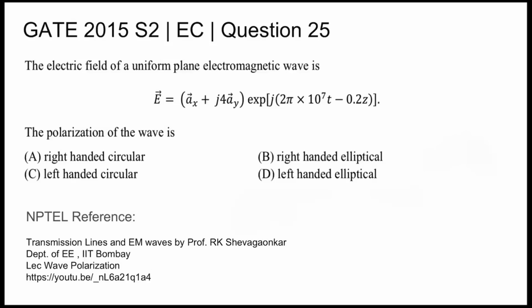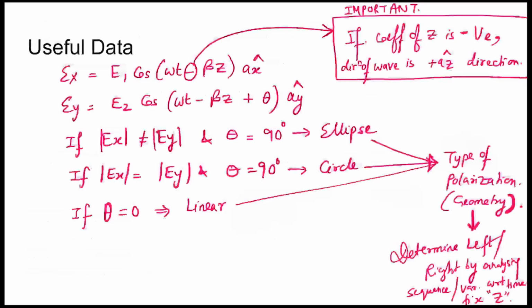This is GATE 2015 set 2 EC question number 25. The electric field of a uniform plane electromagnetic wave is E equal to ax plus j4ay, e to the power j(2π × 10^7 t − 0.2 z). The polarization is asked. In order to determine that, you need to know if the coefficient of z here is negative.